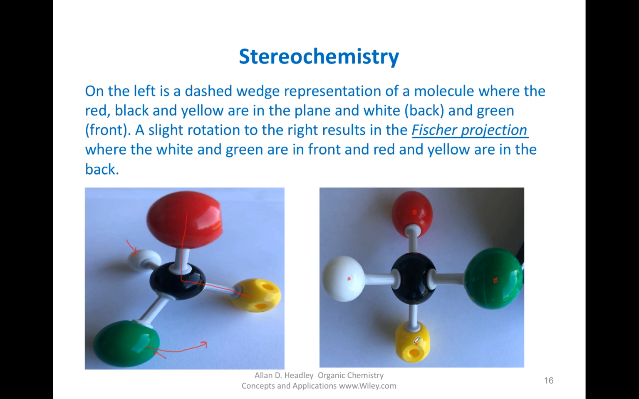So in other words, it's projected so that these groups here are right in front and the vertical are in the back. So once again, the horizontal will be in the front and the vertical will be in the back. So that's the way we're going to represent it, by using a cross. And whatever is horizontal will be in front, and whatever is vertical will be in the back.